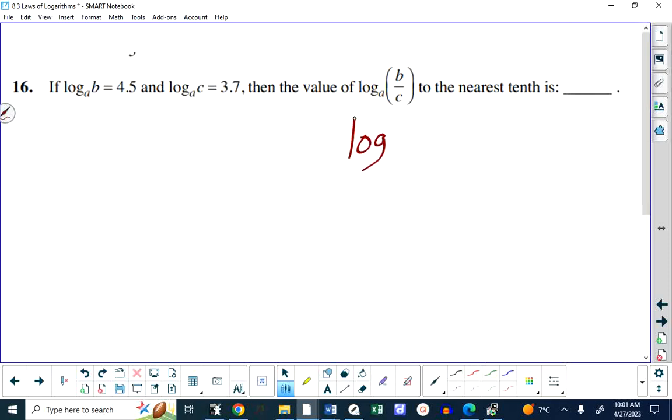What we're trying to find is log base a of b minus log base a of c. It's 4.5 minus 3.7. Didn't have to think about it at all, didn't have to think about converting from logarithmic to exponential. The answer is right there. And had this been that, it would be that. You'd take 3 times 4.5 and subtract 2 times 3.7.